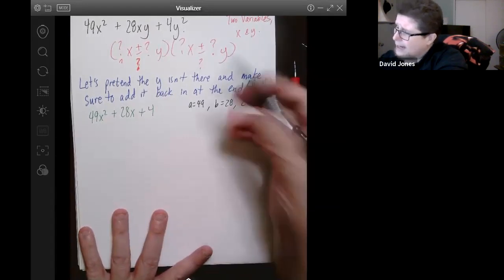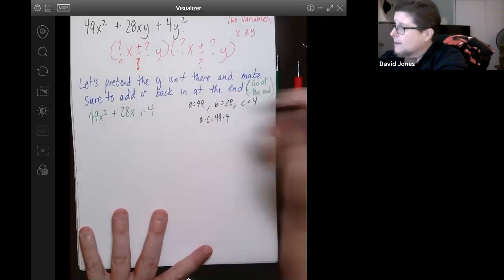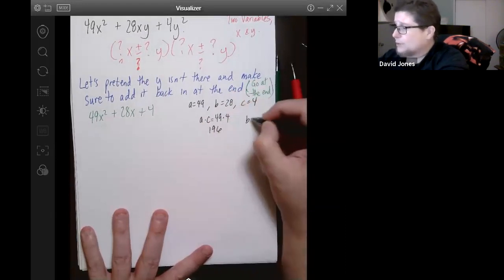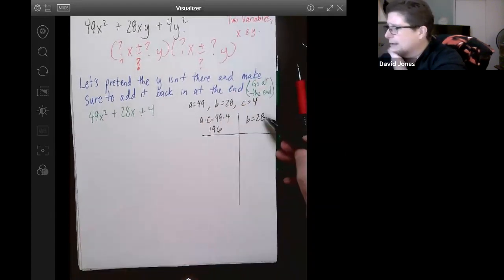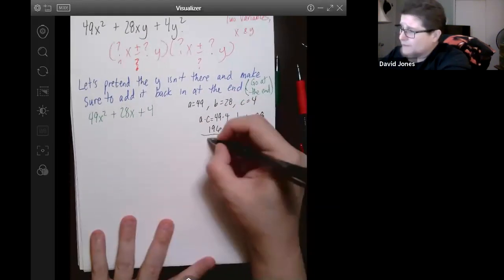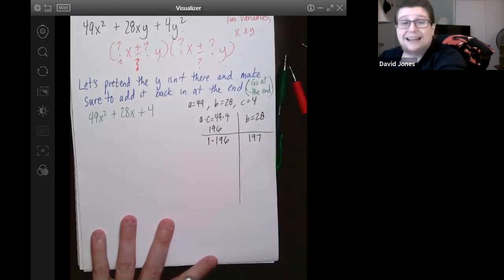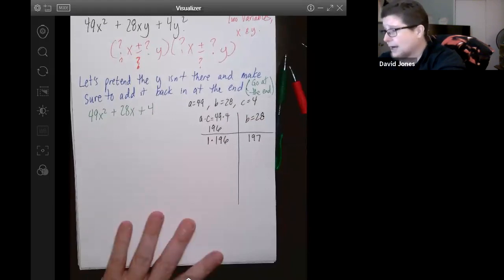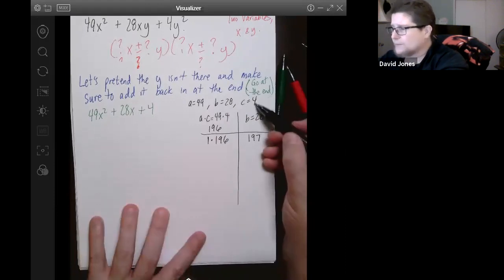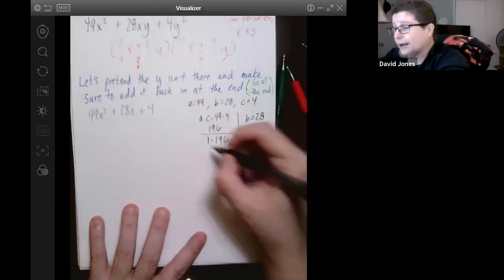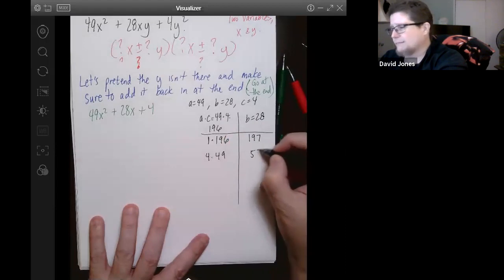A times C, 49 times 4, is 196 and B equals 28. So it adds to a positive number, and 196 is positive. They have to both be positive. So 1 times 196, that adds up to 197. We are a long ways from 28. So I'm going to try to skip some numbers. I don't need to do some numbers that are close. Let's jump to using the ones we had. A times C is 4 times 49. That's 53. That doesn't work.